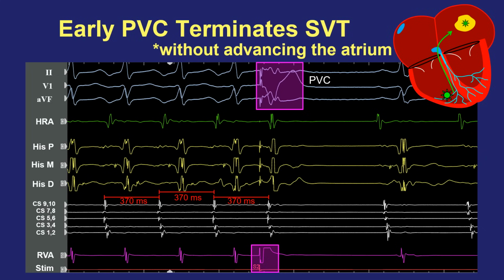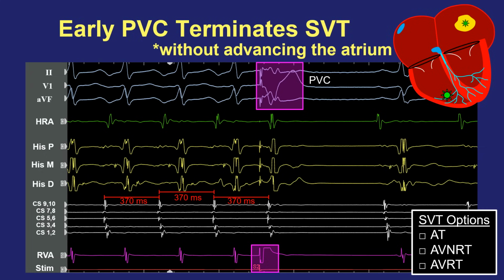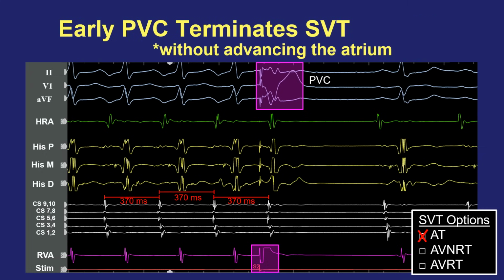So the fact that this tachycardia ended with a PVC without advancing the atrium tells you that this cannot be an atrial tachycardia. You can cross that off your list if you see this observation. So that can be very useful. Now, could the tachycardia have terminated coincidentally as you put in this PVC, and the PVC didn't cause the termination of the tachycardia?